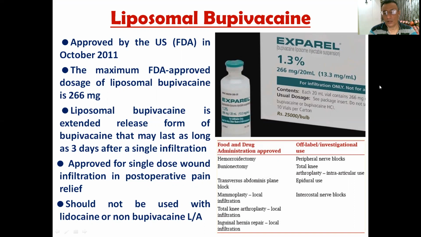Where is it used? FDA approved uses are hemorrhoidectomy, bunionectomy, transversus abdominis plane block, mammoplasty, total knee replacement, arthroplasty, and local infiltration. But off-label uses are peripheral nerve blocks, arthroplasty, intra-articular use, and intercostal nerve block.